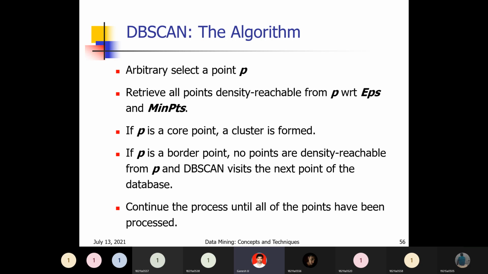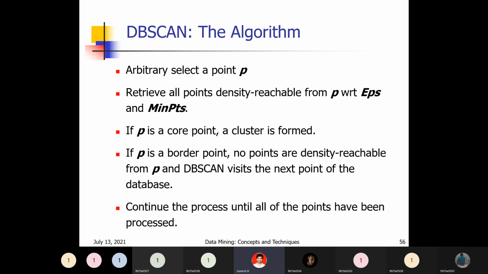DBSCAN visits the next point of the database. So then DBSCAN visits the next point, and at each and every point you have to apply the same technique. Either it is a core point, border point, or noise point. For each and every point you have to check the process and see which category it belongs to. Continue the process until all of the points have been processed.